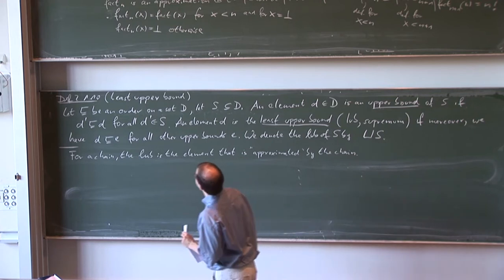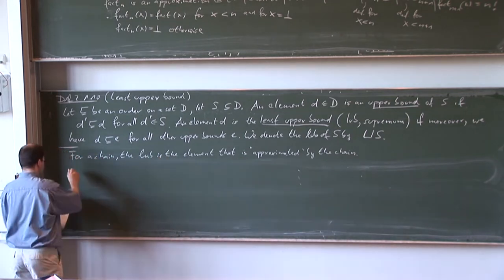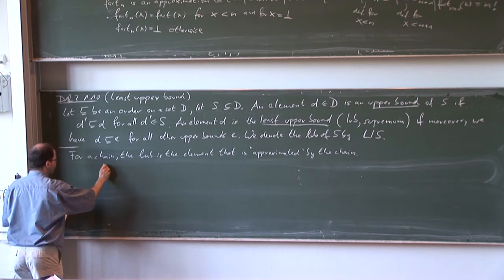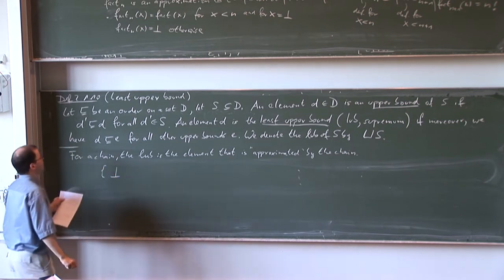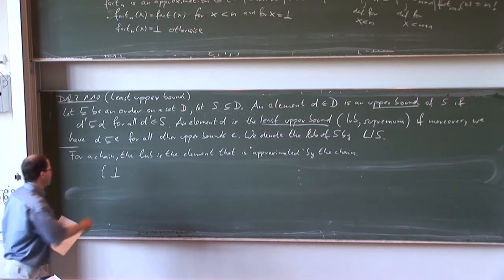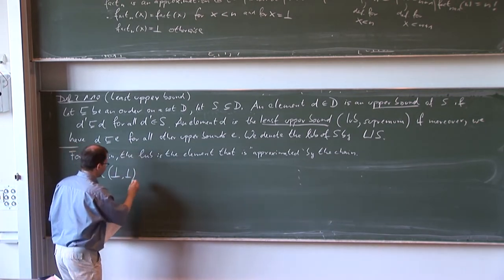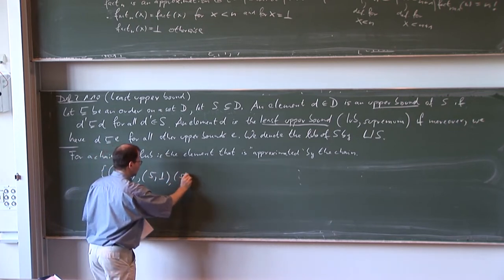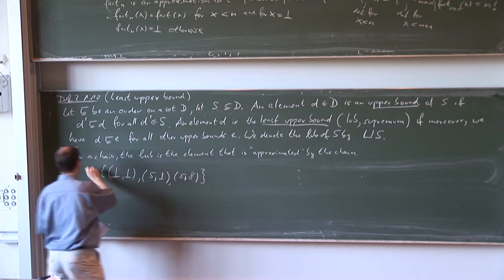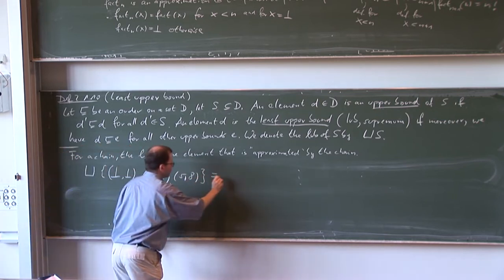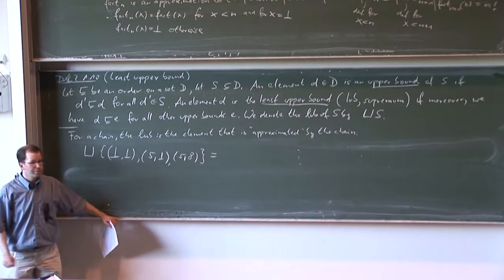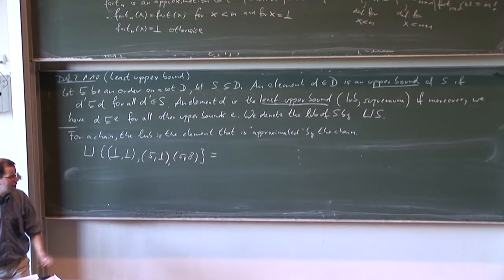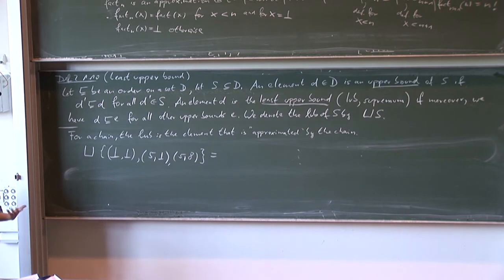Now let's look at some examples. We had chains up there. So we had this chain. One chain was this, bottom, and let's look at this, the one for Z bottom cross Z bottom. This was this one, bottom bottom, 5 bottom, and 5 8. Now, what is the least upper bound of this chain? So it must be an element which is bigger or equal than all the elements in this chain, and moreover, it should be the smallest such element.